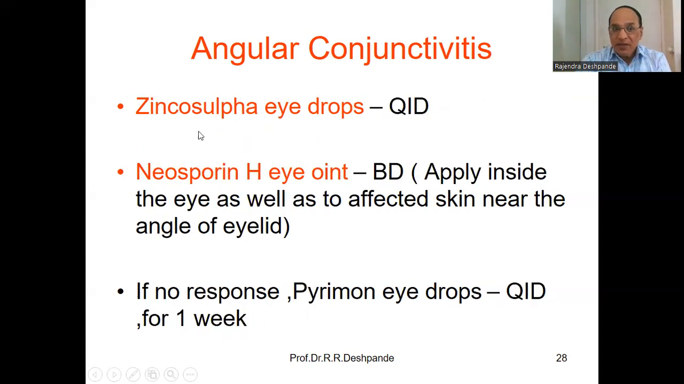What is the treatment? Zinc sulfa eye drops four times a day, QID: 8 a.m., 12 noon, 4 p.m. and 8 p.m. Neosporin H eye ointment, BD, two times a day, applied inside the eye as well as to the affected skin near the angle of the eyelid. If there is no response, then you can replace zinc sulfa with Pyrimon eye drops, QID, four times a day for one week.